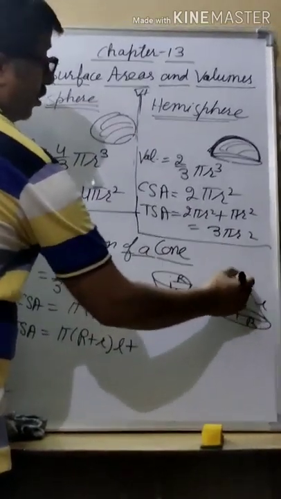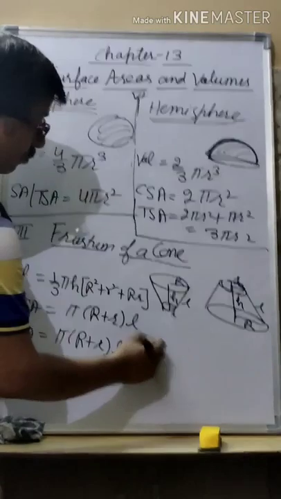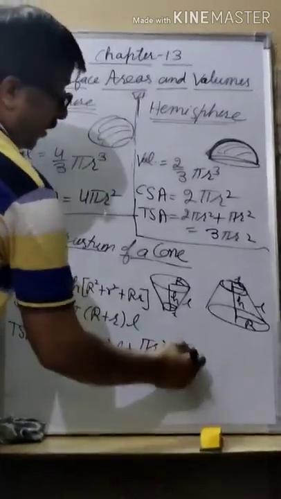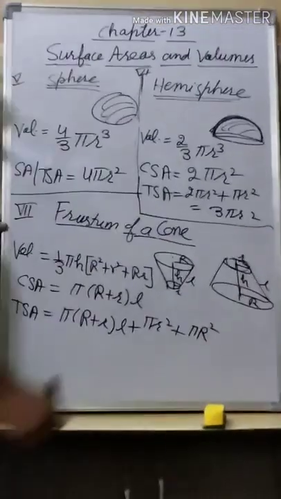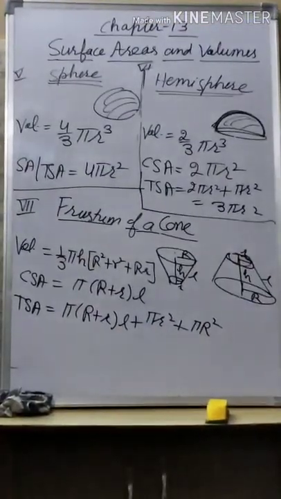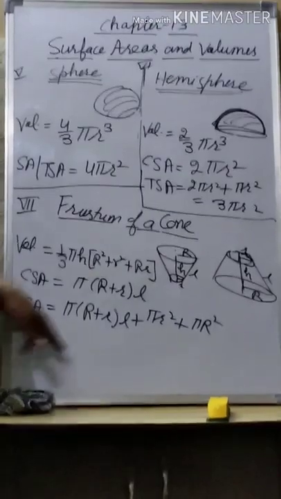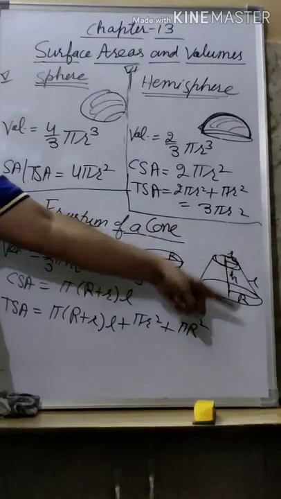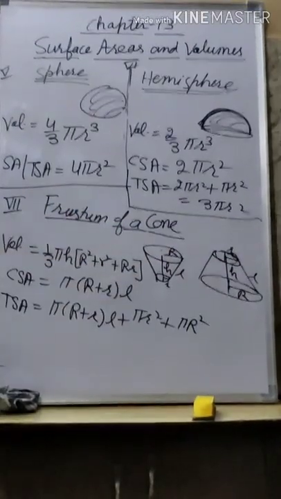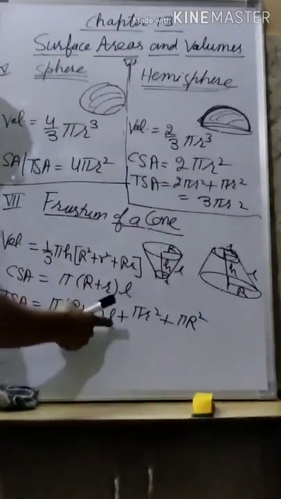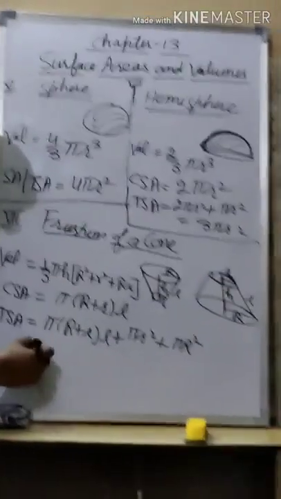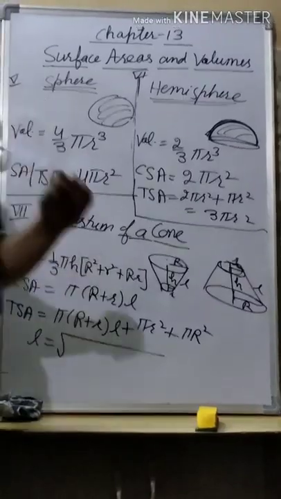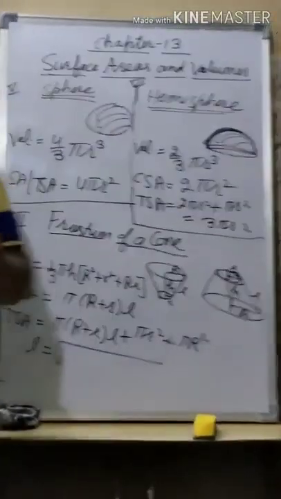These are circular ends. For the small end, the radius is small r, so this is pi r square. Here the larger end, its radius is capital R, so this is pi R square. So my dear students, the total surface area is CSA plus the area of the upper end and lower end. Now you are using L also, where L is called slant height, and the slant height of a cone, you know, is under root h square plus r square.